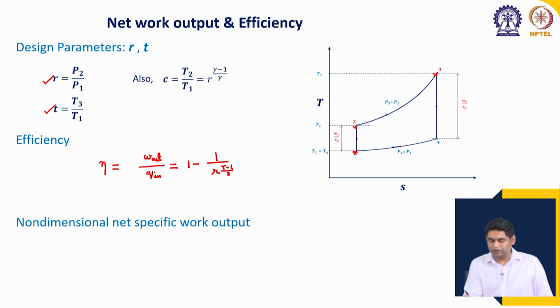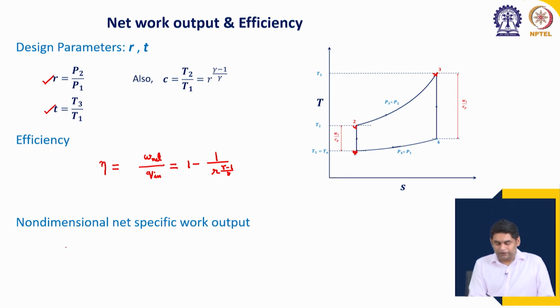We had seen that this only depends on the compression ratio, apart from the type of gas which dictates the value of the ratio of specific heats gamma. But for a given gas, say for example air, the only variable which influences efficiency is the compressor pressure ratio. We have seen in the previous class how we can generate plots for efficiency versus R.